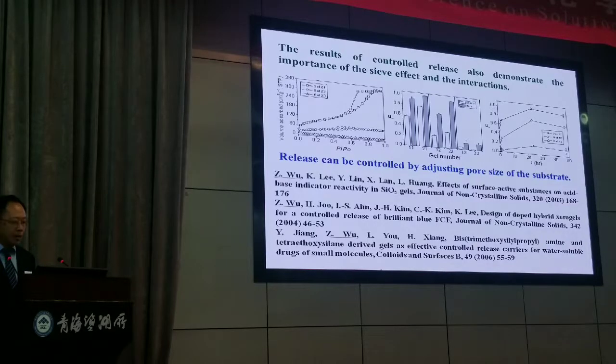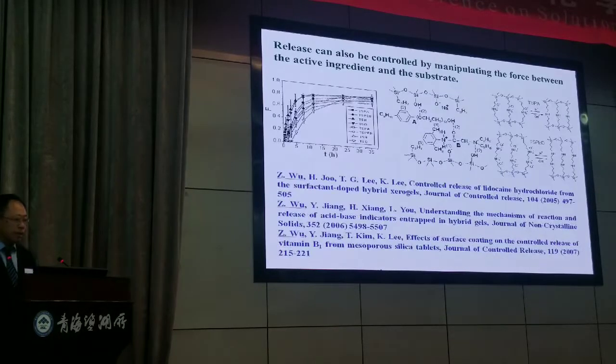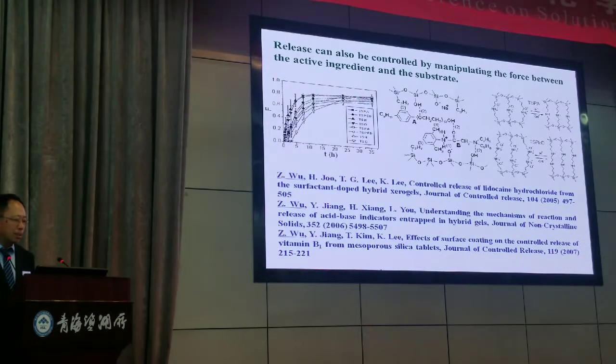We have another process to demonstrate or confirm the importance of CV effect and the interaction. This process is controlled release. The results of controlled release also demonstrate the importance of the CV effect and the interaction. Release can be controlled by adjusting the pore size of the substrate. Release can also be controlled by manipulating the force between the active ingredient and the substrate.